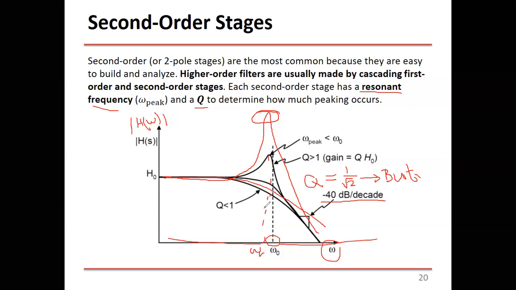So second order filter has these two unique things. It has a Q factor associated with it that makes the peak occur here, and a roll-off occurs at minus 40 dB per decade instead of 20 dB per decade, okay?